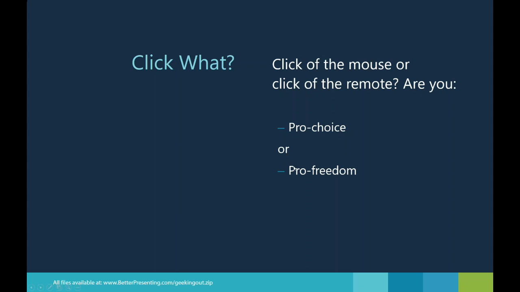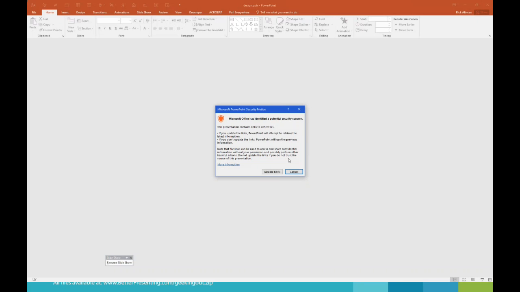And so I break it down into whether you are pro-choice or pro-freedom. Pro-choice is what you've seen so far, where I choose where I want to go, and I do that with the mouse next to my computer. But if instead I don't want to be next to my computer, then how can I use some of these techniques? That's what we're going to talk about next.